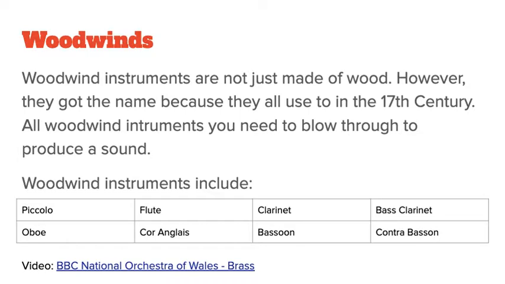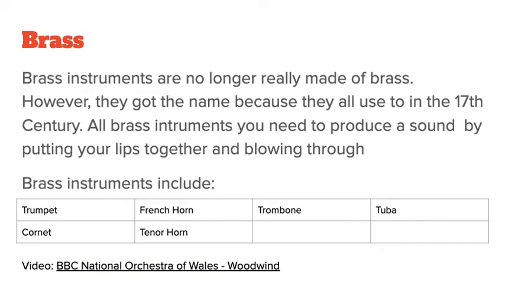We then have the brass. The brass instruments are no longer really made of brass. They're made out of metal. However, they got their name because they were made out of that in the 17th century. To produce a sound on all brass instruments, you need to put your lips together and blow through. We call that a raspberry. The instruments are a trumpet, French horn, trombone, tuba, cornet, and a tenor horn.